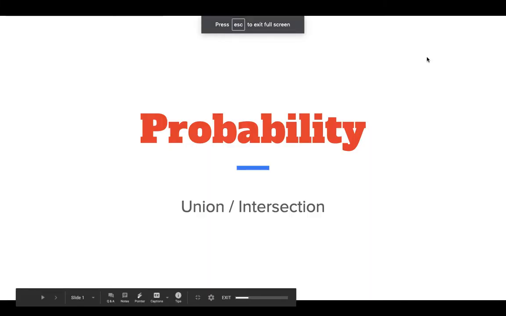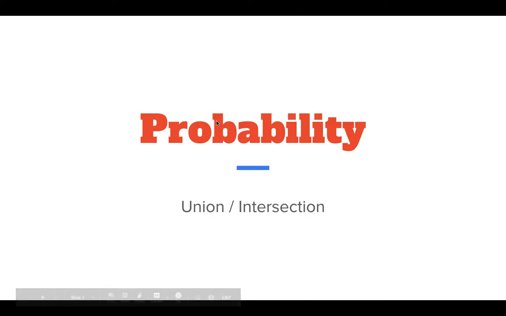What you're going to see today is probability and two ideas, union and intersection. And this kind of goes with the other thing we were making where we were talking about sample spaces. We were talking about a probability tree. I want to state what the difference is between a union and an intersection.